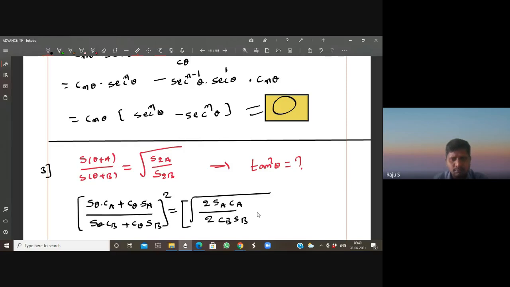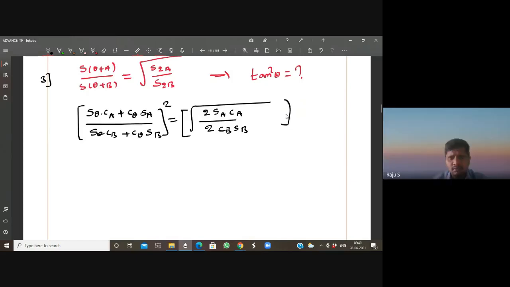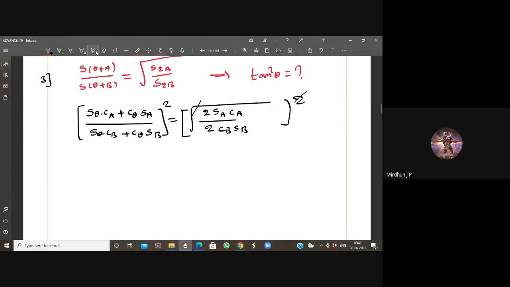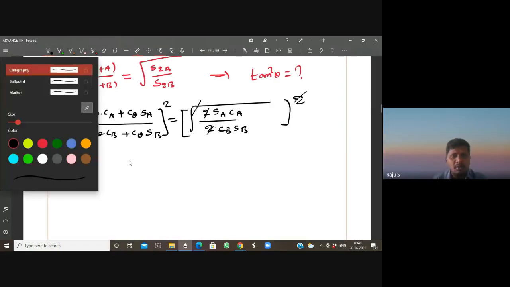Am I right? Shall I write like this? Yes, so can the whole write. Whole square, yeah, whole square, then the square will get cancelled here. The 2 and 2 will get cancelled. Yeah, very good. Then the remaining value you should cross multiply.